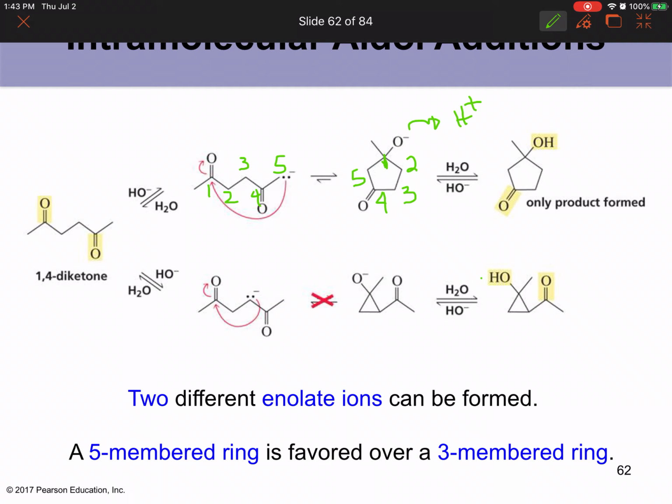Now remember I told you this is also an alpha carbon. If the anion forms over here in this position, it's going to form a 3-membered ring, which is going to be highly unstable due to the ring strain. Ring strain is because the bond angle is 60 degrees, which is a very, very strained molecule. Because of that, it's not going to form. So that reaction will not take place. Two different enolate ions can be formed. A 5-membered ring is favored over a 3-membered ring.